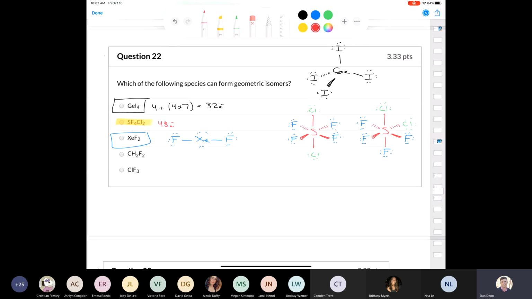But if you look at the next one, CH2F2, it's going to have a molecular geometry that looks like this. So it'll have 4 regions of electron density, because hydrogen and fluorine can both only ever have one bond, except fluorine has one bond and lone pairs. Hydrogen obviously does not have any lone pairs.